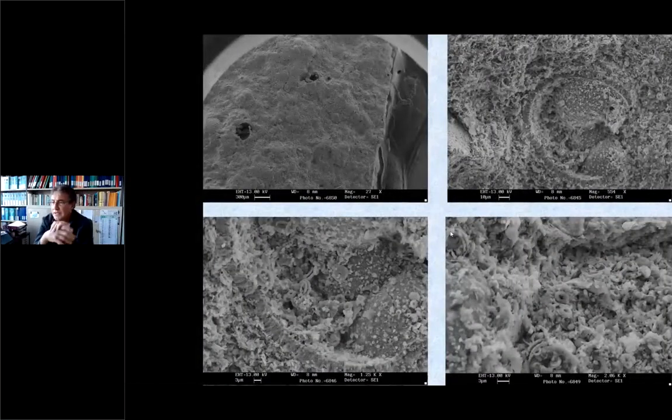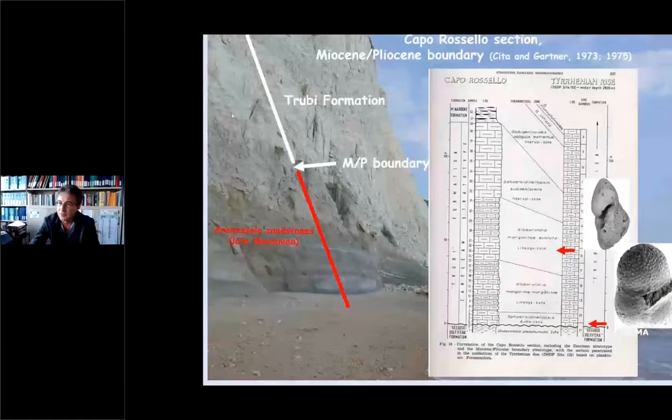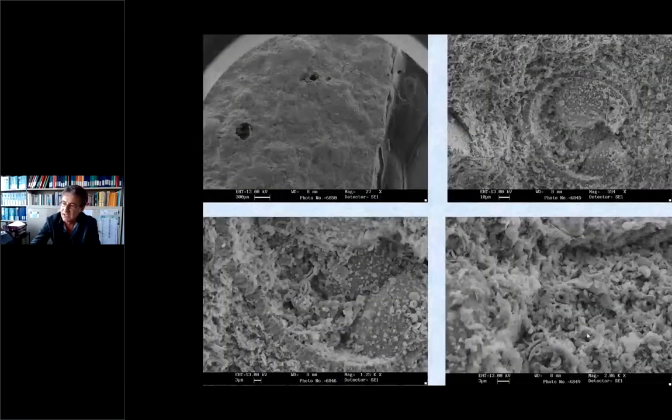In these electron microscope pictures, I show you the Trubi Formation. It's a particular Trubi sample where we have a foraminiferal test. And if we look at the details of the Trubi, it is full of nanofossils, as you can see in these two pictures. About 10 to 15% of the Trubi Formation is characterized by the presence of foraminifera, and more than 90% is composed of nanofossils. It's a typical Globigerina ooze, or nanofossil ooze.